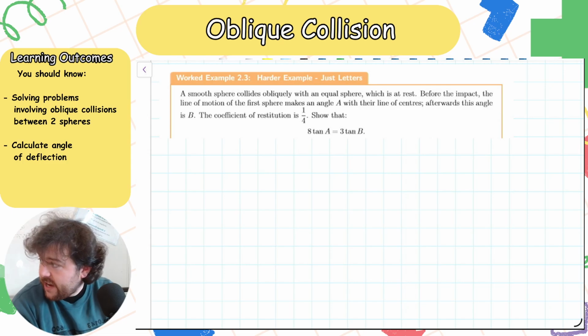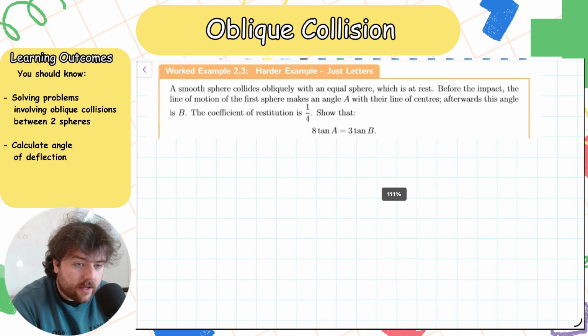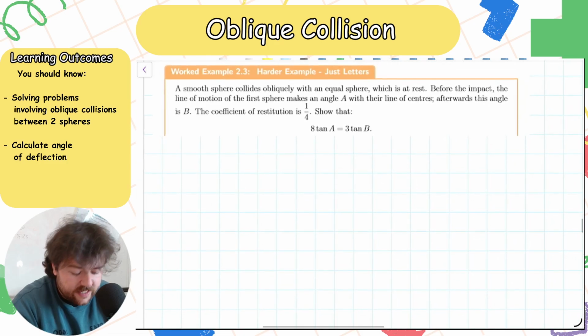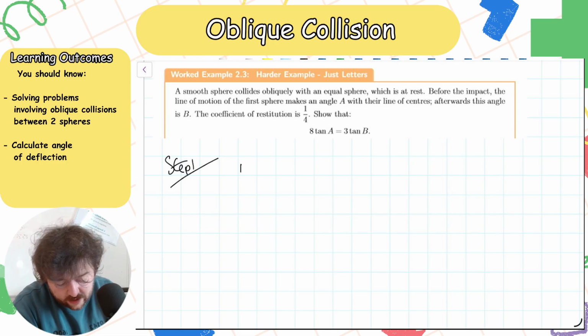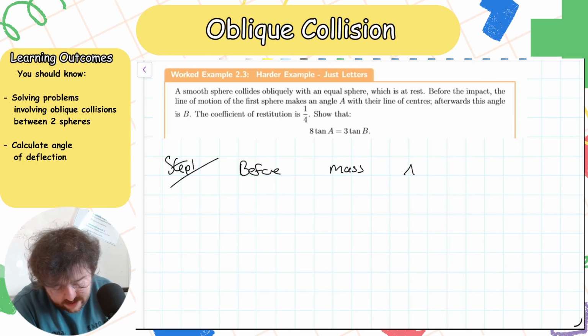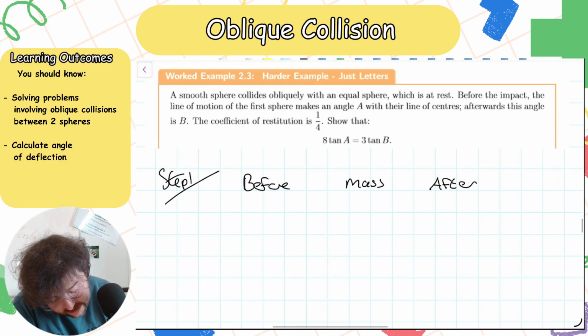So we have an identity we need to prove here. Like we do for any collision question, let's set up my equations. Step one, let's set up my table: before, mass, after. It always helps to draw it out.